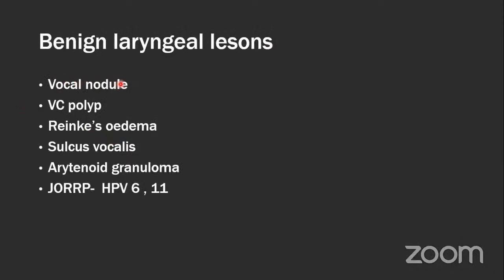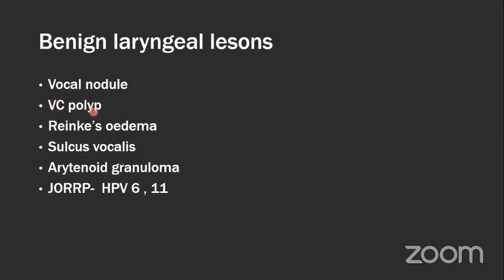Okay, so vocal nodule, otherwise called teacher's nodule or singer's nodule or screamer's nodule. And it is usually bilateral, at the junction of the anterior and the middle third of the vocal cord. Causes: vocal abuse and reflux. So treatment: speech therapy and treatment of reflux by proton pump inhibitors.